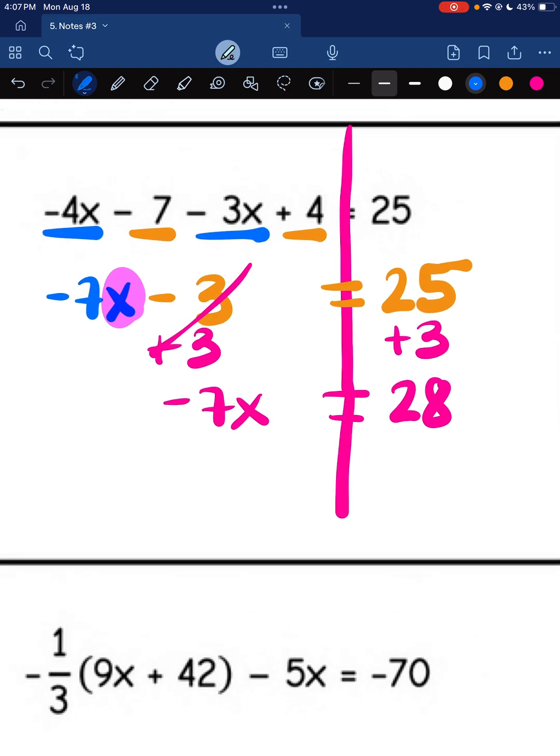You will never add or subtract and then come here and do add or subtract again back to back. That's never going to happen. So if you find yourself doing that, please double check. This -7 is multiplying with the x, so we divide it, and we get -4.